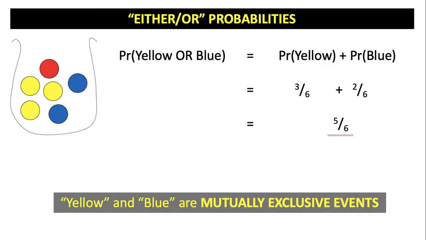We call these mutually exclusive events, by the way. Mutually exclusive means that they don't share any possible common outcomes. You can't get a counter, in this situation at least, that is yellow and also blue at the same time. So because they don't have any possible outcomes that are both yellow and also blue at the same time, they're mutually exclusive. They're completely separate from each other.